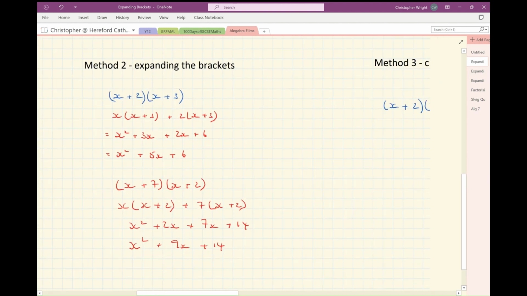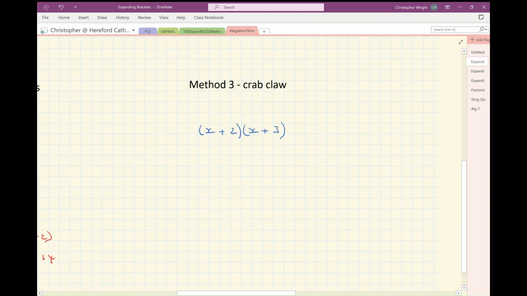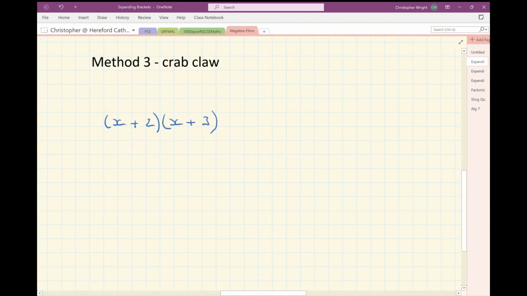Now the third method is pretty similar to that. So I'm going to do it here and then I'll compare the two. So the crab claw method. So in this case, we're going to do x times the x and x times the 3.